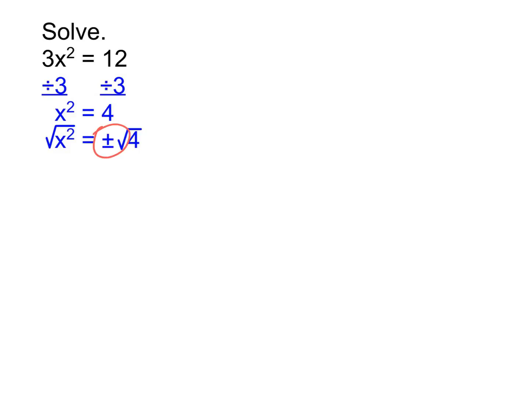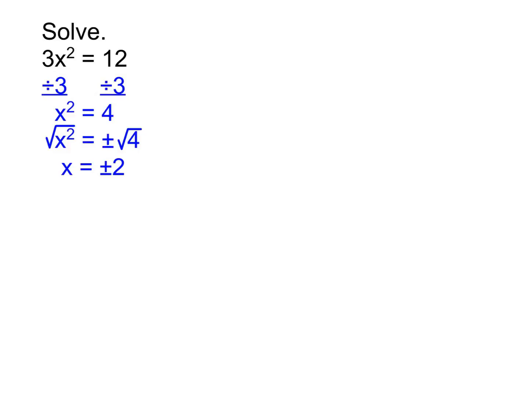Because, of course, that's the big idea from today, making sure that we include the plus or minus any time we square root both sides of the equation. And so then we end up doing the square root of x squared, which is just x, because square roots and squares cancel each other out. And then the square root of 4 is 2. So we got x equals plus or minus 2 here.